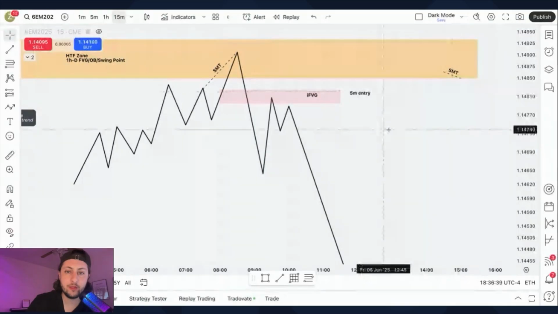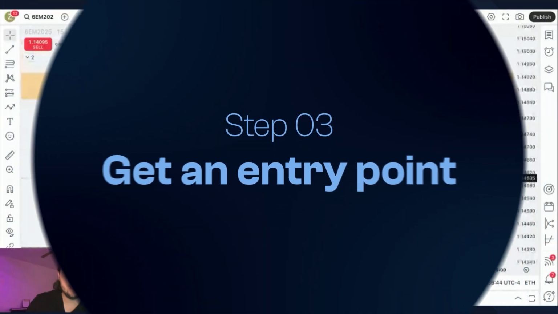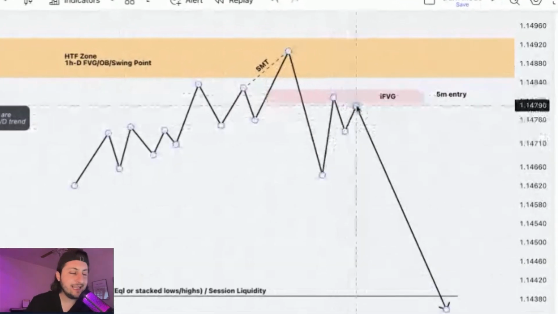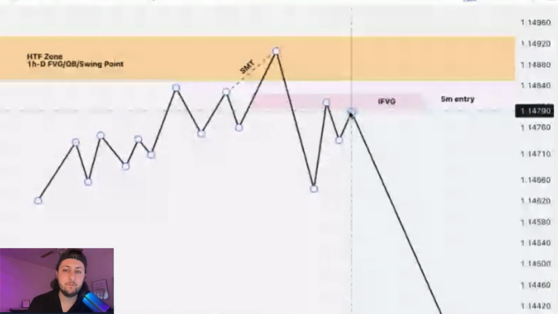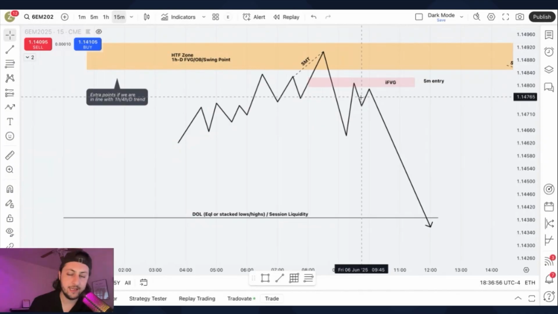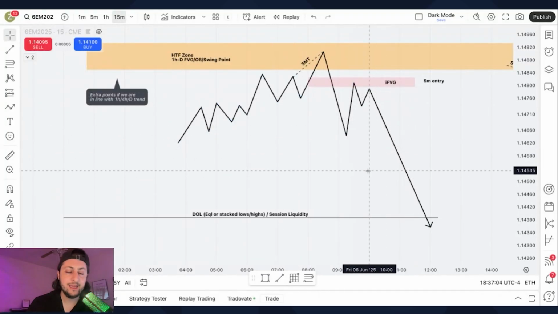Now, step number 3, we need to get an entry point, but we also need a draw on liquidity. So believe it or not, your entry is actually the last step in formulating a high probability trade idea. Before you can worry about your entry, and I talk about this all the time, right? Narrative. Before you could actually just go entering into the trade, you need to have a directional bias in the form of a draw on liquidity.